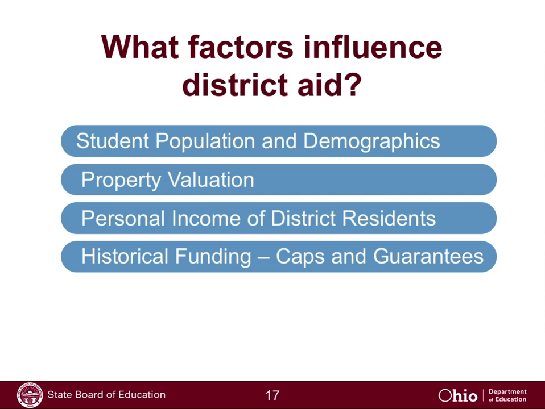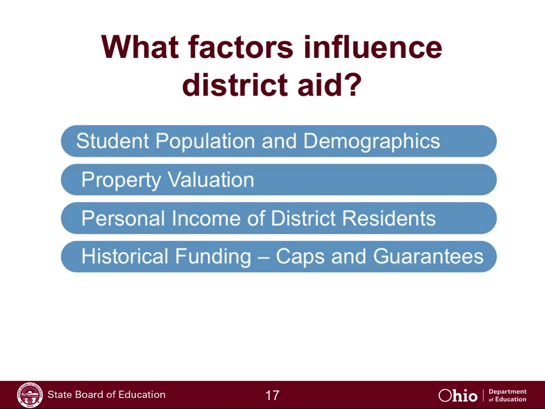The other factor, obviously, is the personal income of a particular district. As a district becomes wealthier and the little X moves to a different place on that graph that we showed earlier, it could have an impact on the way the state share index is computed for a particular district.